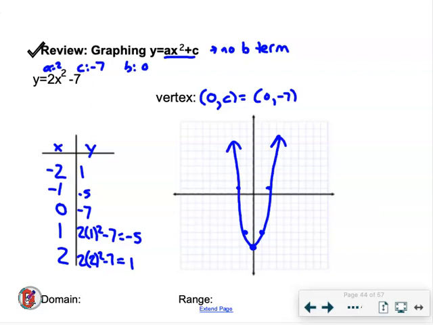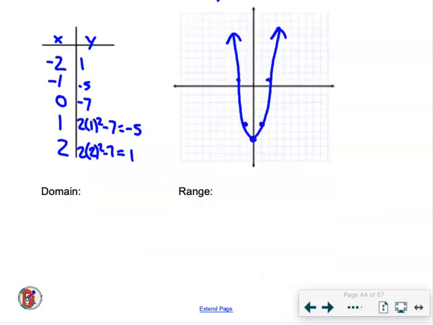The domain is talking about which values of x are okay. It's always all real numbers when you're talking about parabolas. There is no x that you are not allowed to put into that equation. Range is always talking about y. When we have something that's opening up, that means we have a minimum value. So all the y's are greater than or equal to some number, and that number is the y coordinate of the vertex, which was -7. So all the y's on that graph will be bigger than or equal to -7.